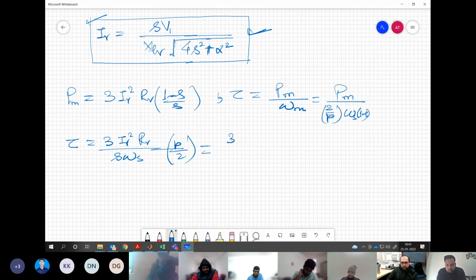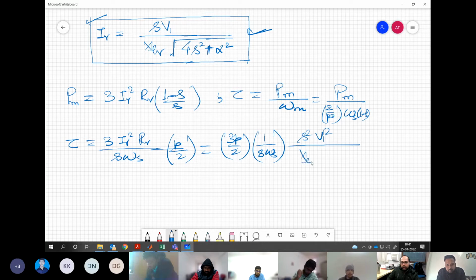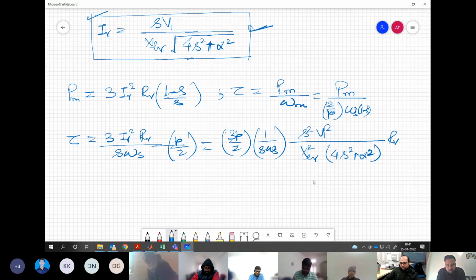So what will happen? 3P by 2 we can take out here. Then we have 1 by S omega S here, and then we have IR square, so S square V1 square divided by XLR square times 4S square plus alpha square. And then we have RR. All the terms are there, right? Nothing we have missed out. Fine.